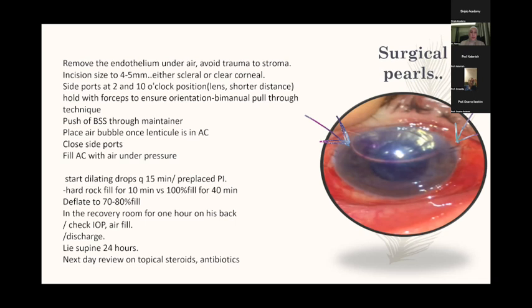It's important to make the incision size between 4 and 5 to avoid crushing of the tissue. I place the side ports at 2 and 10 o'clock position. This means that there's a shorter distance for you to pull the lenticule from the other side. As I said, hold the forceps to ensure orientation. This is a bimanual pull-through technique. A push of BSS through the maintainer. Place the air bubble once the lenticule is in the AC. Close your side ports. If you still have air bubble escaping from the side ports, you can use viscoelastic over the wound in order to make sure that you're not manipulating along the eye. Fill the AC with air under pressure, and start, as I said, dilating drops.